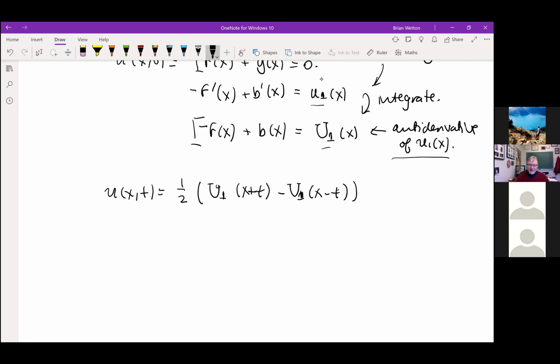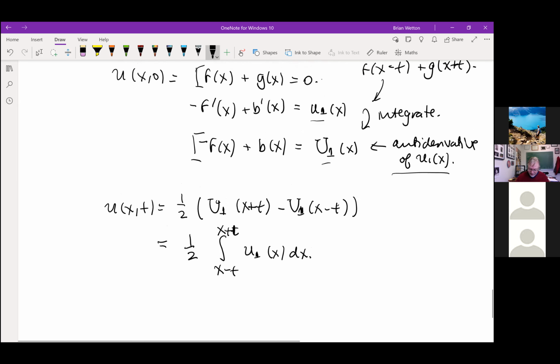But this is the capital U, that's the antiderivative. And if you look at the difference of two antiderivatives, that's just the integral, right? So I'm going to have 1/2 the integral from x minus t to x plus t of little u1 of x dx. This is the data the way it's actually given, right? Yeah, so we can write this out in a way that the solution depends on the initial conditions, right?